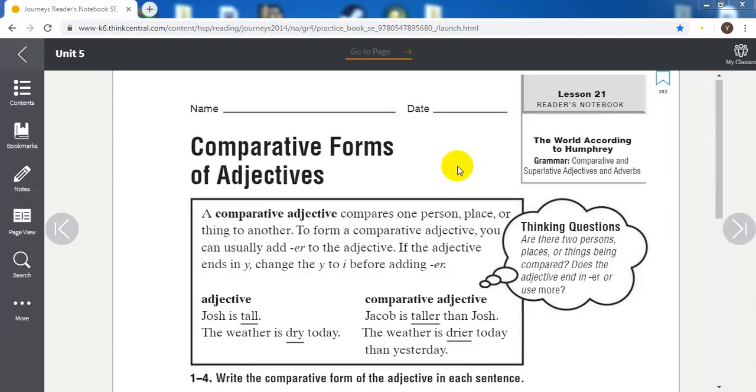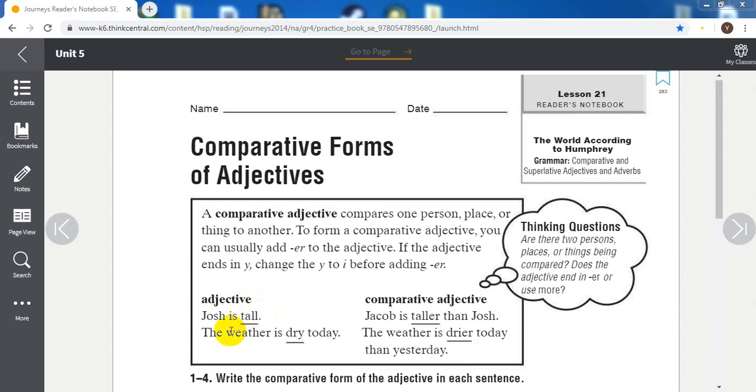It's Mr. Yahya, and today we're going to take a new lesson, lesson 21, and I'll start with the grammar in this lesson. So we're going to start with comparative forms of adjectives. Here we have a little definition of what a comparative adjective is. A comparative adjective compares one person, place, or thing to another. So between two people or two places or two things, right? To form a comparative adjective, you can usually add er to the adjective. If the adjective ends in y, change the y to i before adding er. Okay, let's see the examples here.